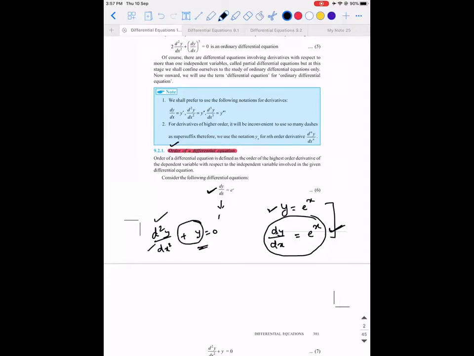You need to look at all the differential coefficients, whichever is the highest order derivative. Sorry, the order of a differential equation is defined as the order of the highest derivative of the dependent variable with respect to the independent variable. So when you differentiate d square y by dx square, the dependent variable is y and the independent variable is x. I hope it is clear.